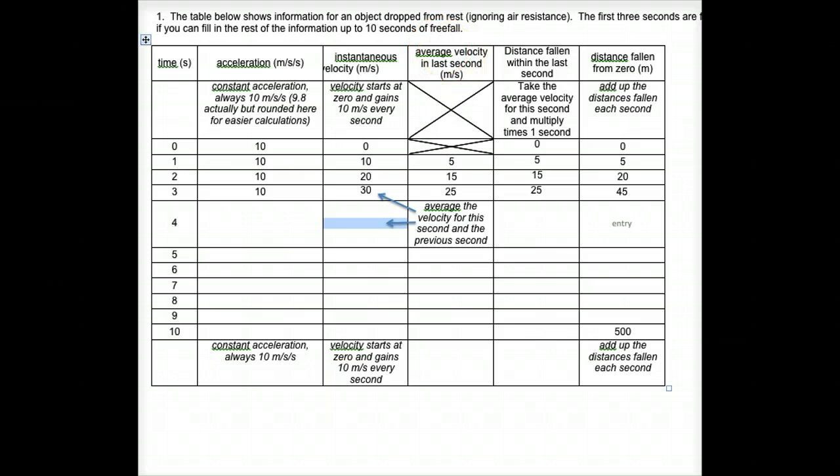Average velocity says we're going to take the velocity of what it was for this second and the previous second. So let's look at our pattern. There's no average velocity when we first drop it. So let's take a look. How do we come up with these numbers? Average velocity, well, it started at 0 and it was going 10 meters per second at the end of 1 second. So the average speed at that time is this number and this number averaged, which gives us 5.